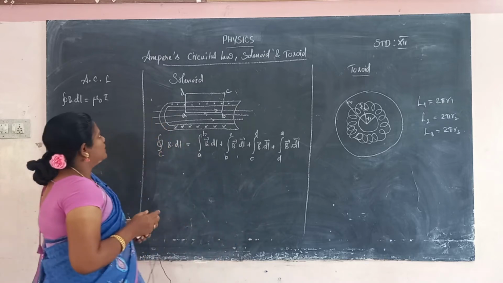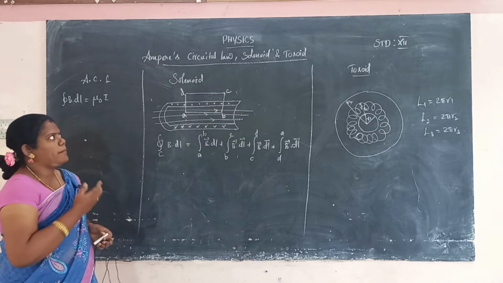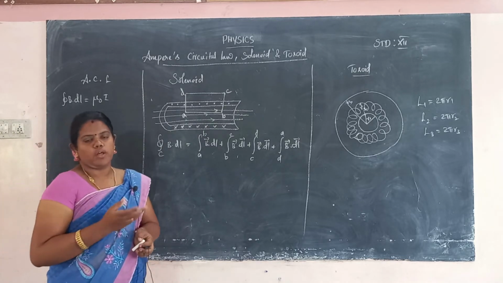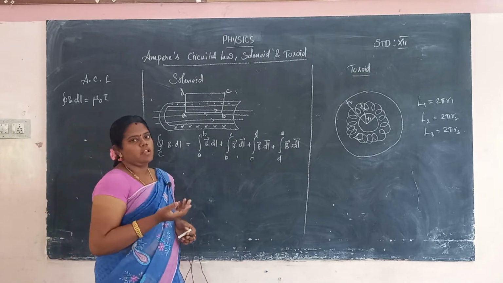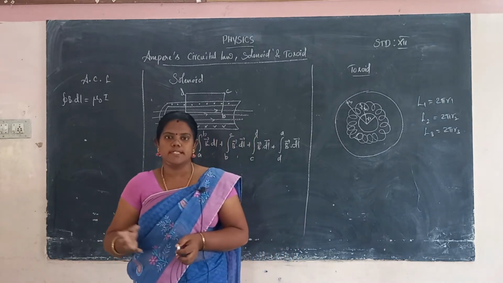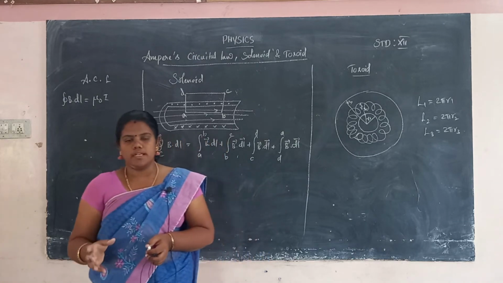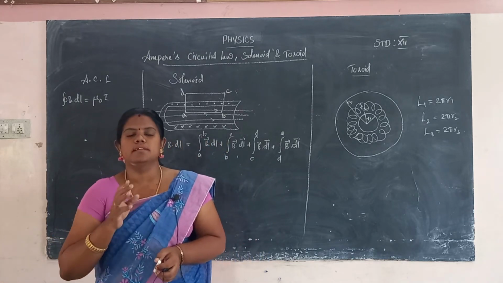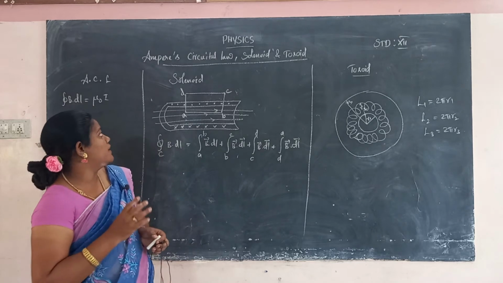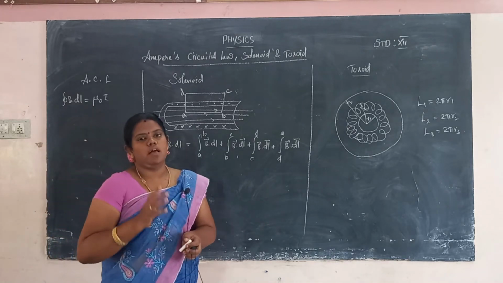In today's session I will tell some points about Ampere circuit law, the solenoid and the toroid. Ampere circuit law is nearly the same as Gauss law in electrostatics. What is the usage of Gauss law in electrostatics? The same answer applies to Ampere circuit law.